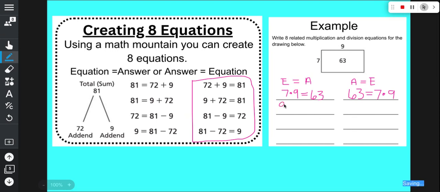We can use the commutative property by changing the order of what we multiply to get our answer. And then again, we start with our answer, and then the equation we just wrote, which was 9 times 7.